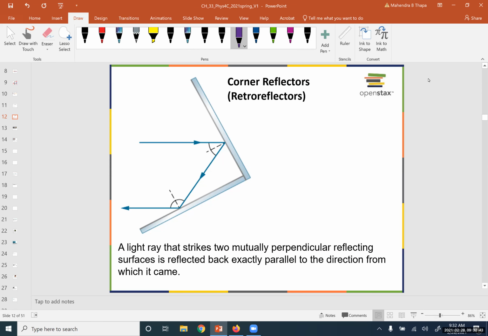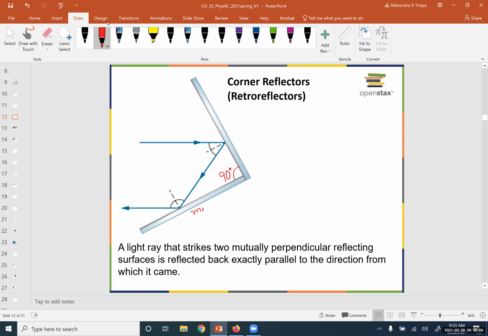In this case, there are two mirrors. Two mirrors, they are mutually perpendicular to each other. So this angle shown is 90 degrees. So a ray of light that strikes two mutually perpendicular reflecting surfaces. So these are the mirrors.